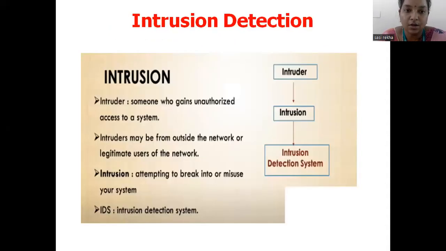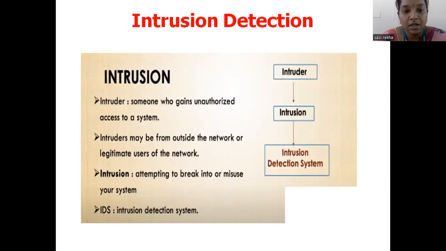We know what an intrusion is. Before moving on to intrusion detection, we should know the technical terms used in intrusion detection. First, we should know what an intruder is. An intruder is a person who gains unauthorized access to a system. The intruders may be from outside the network or legitimate users of the network.